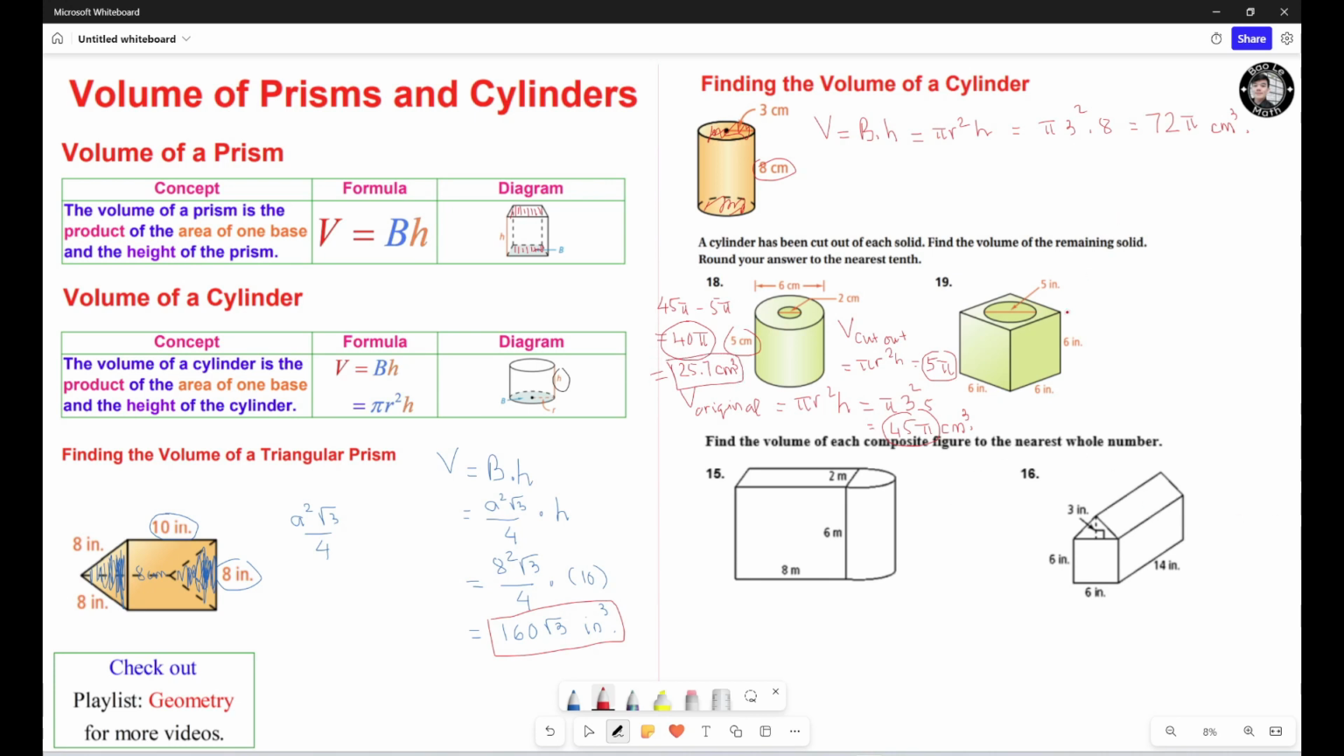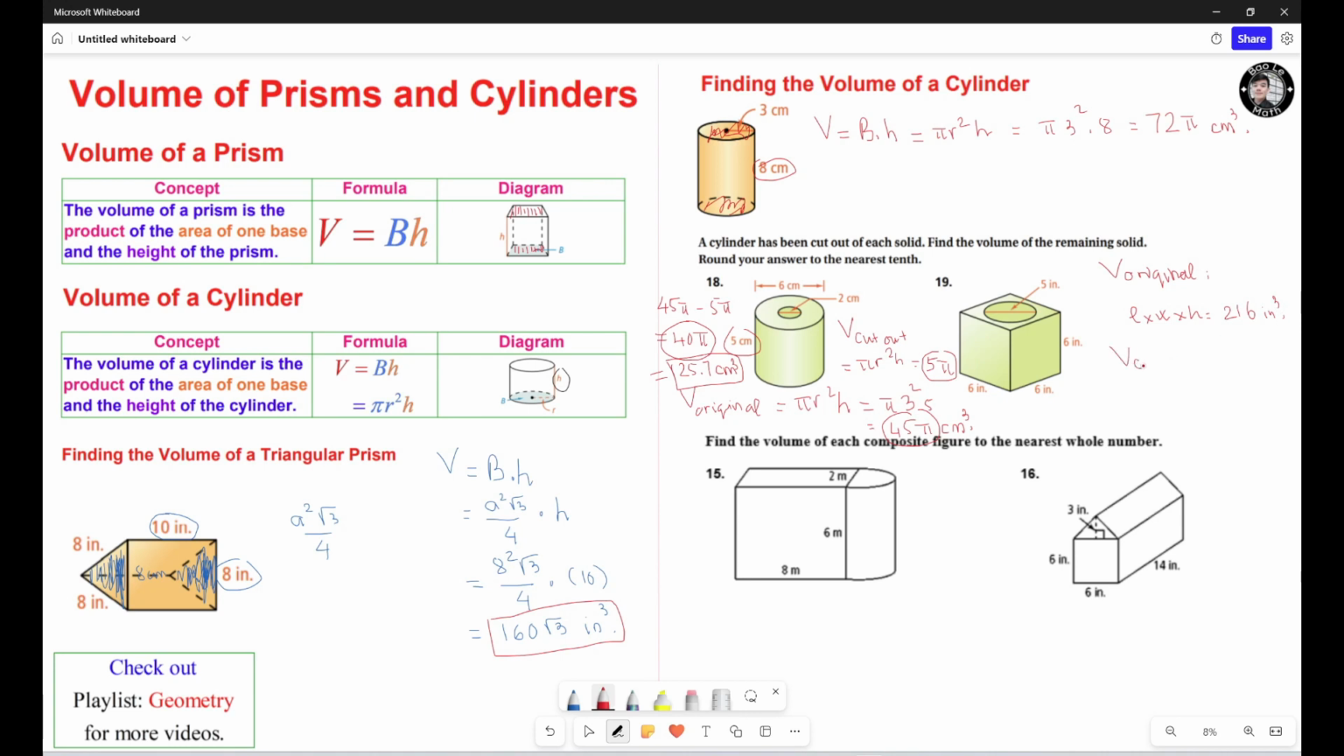Alright. Similar for this one. V original equal, because this is a square prism, this is a cube, right? So it's going to be length times width times height. So 6 times 6 times 6 is going to be 216 cubic inches.